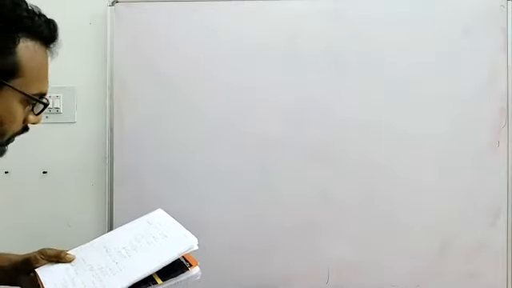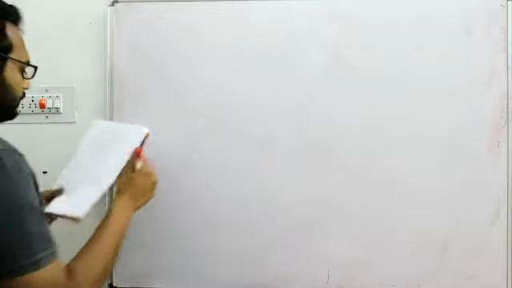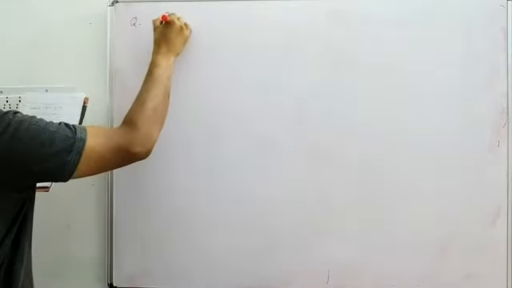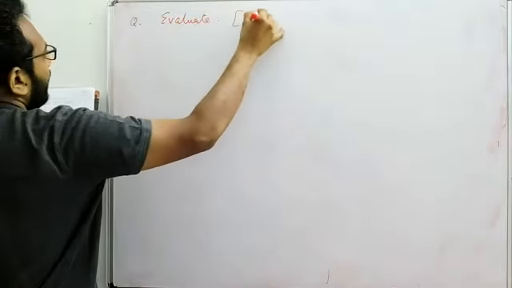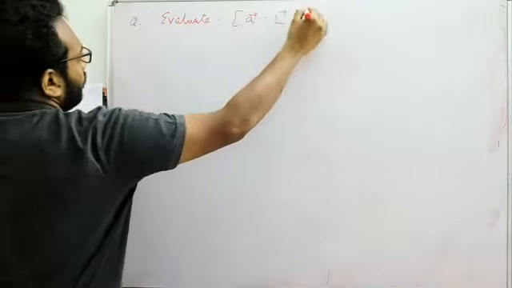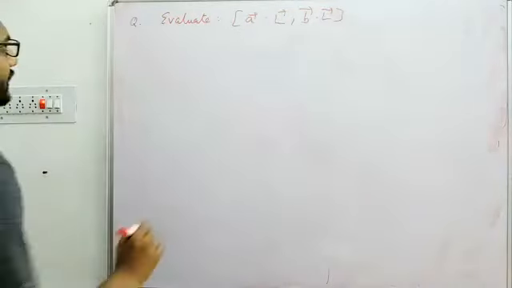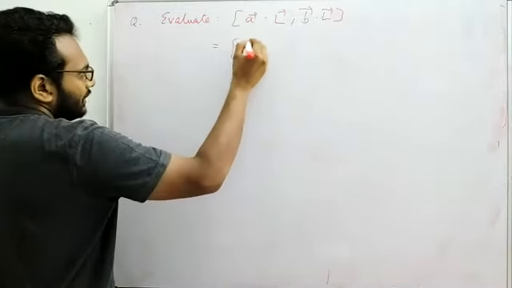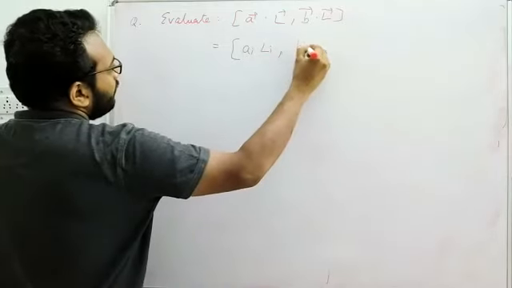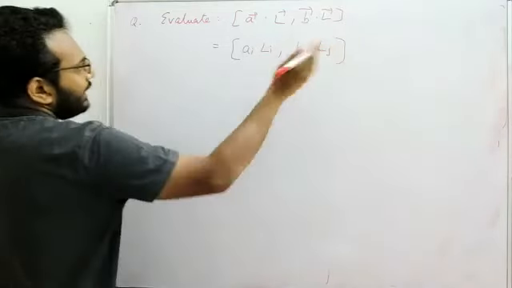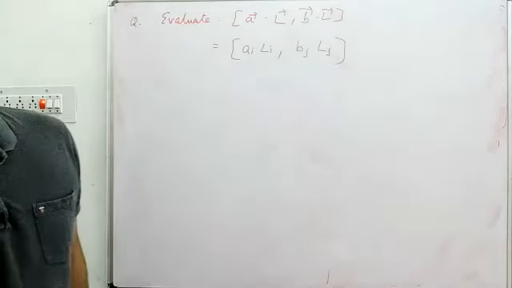Let's do one more angular momentum problem just to see the pattern. The question is: evaluate {A vector dot L vector, B vector dot L vector}, where A and B are constant vectors. We can write this as we have been doing so far: {A_i L_i, B_j L_j}. Here i and j are dummy indices, and summation over them is understood.